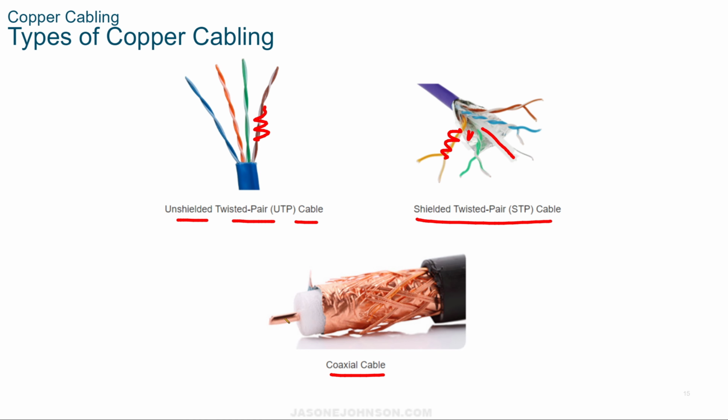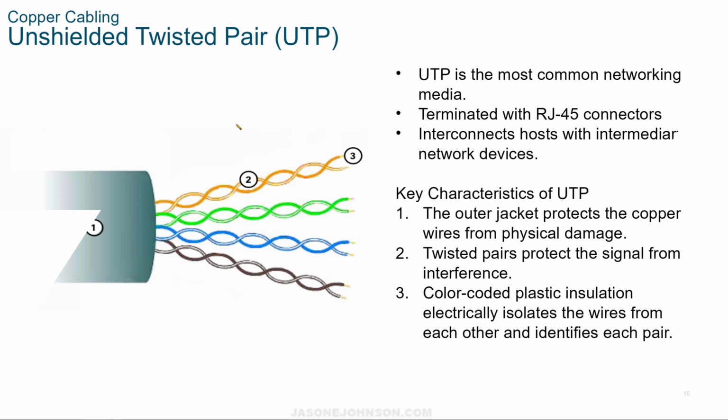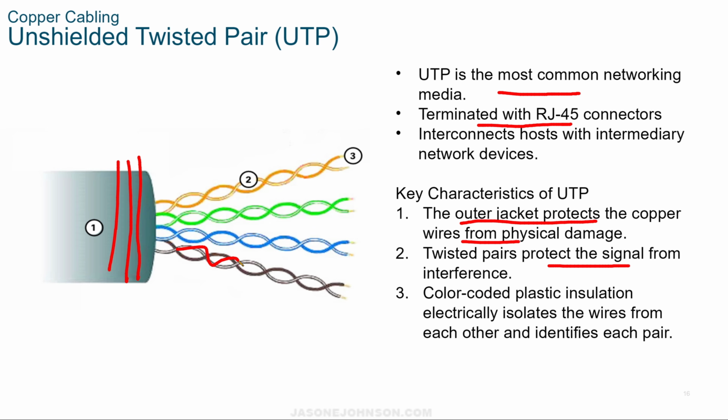And then on a coax cable, we have the main cable in the middle. You have some plastic sheathing there. Then we have a metal wrapping, and then some copper cross metal, and then we have plastic covering. When we look at unshielded twisted pair, that's the most common networking medium. It is terminated with the RJ45 connectors. It connects intermediary devices together. The key characteristics of it are the outer jacket protects the copper wires from physical damage. This is the outer jacket here. The twisted pairs protect the signal from interference. You'll see that the pairs are twisted together. And the color coding plastic insulation isolates the wires from each other.